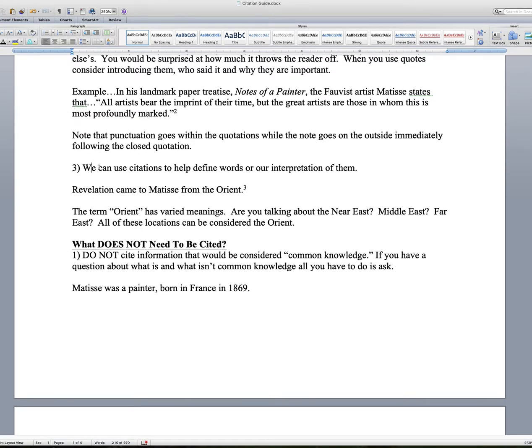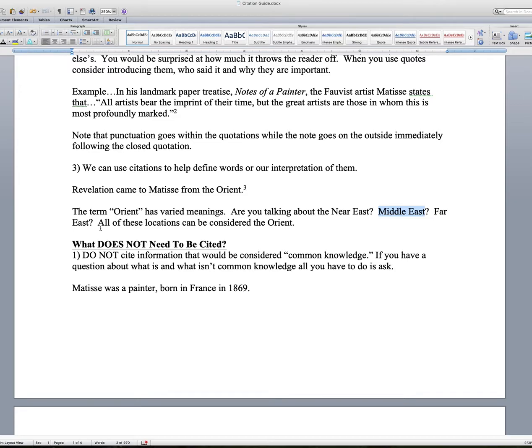We also need citations to help define words or our interpretation of them. If you make a statement such as revelation came to Matisse from the Orient, you want to cite that because you need to define the term Orient. The Orient has different meanings. It could be the Near East, the Middle East, the Far East. All of these locations are considered the Orient.